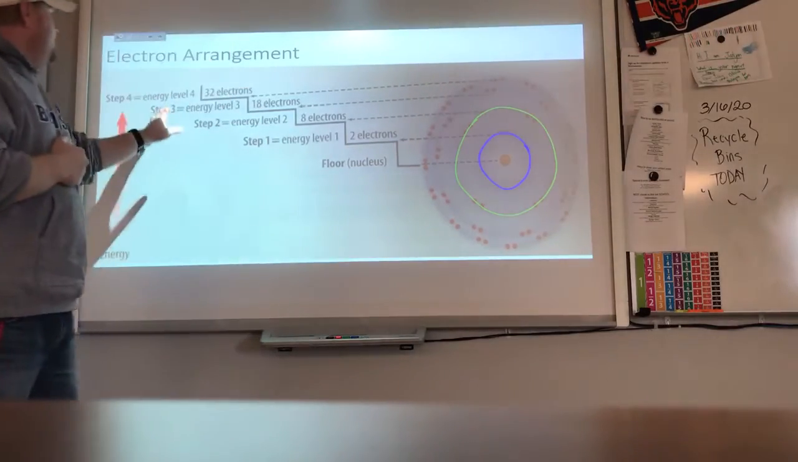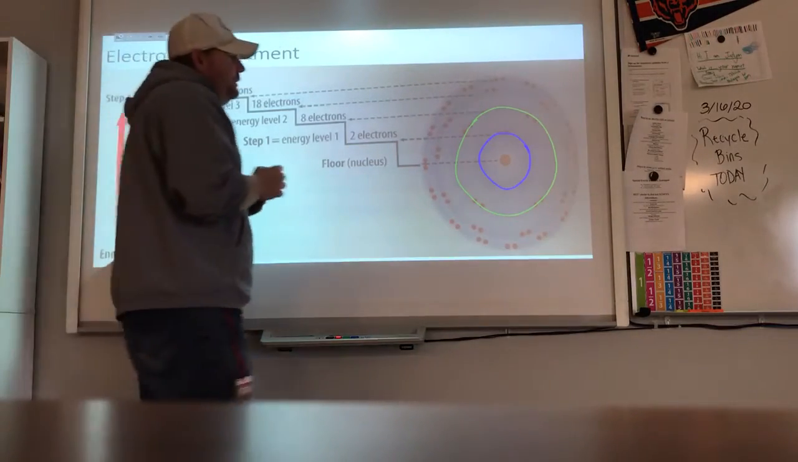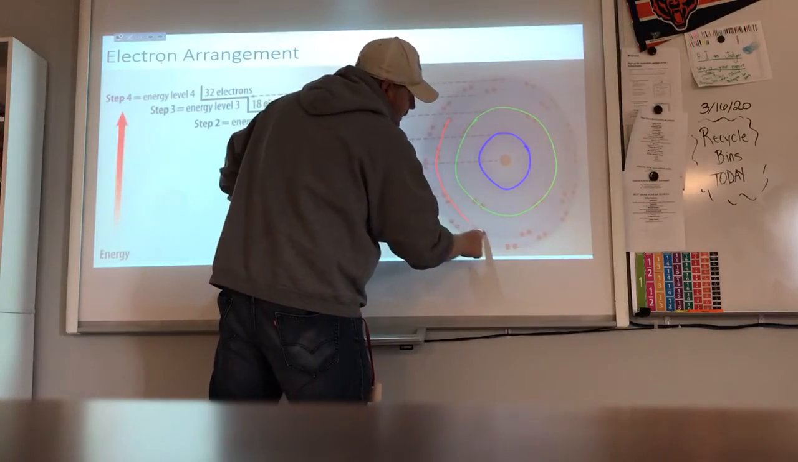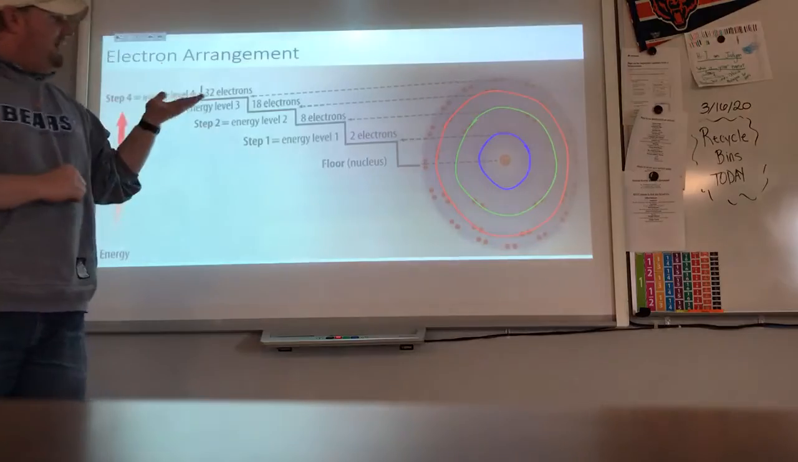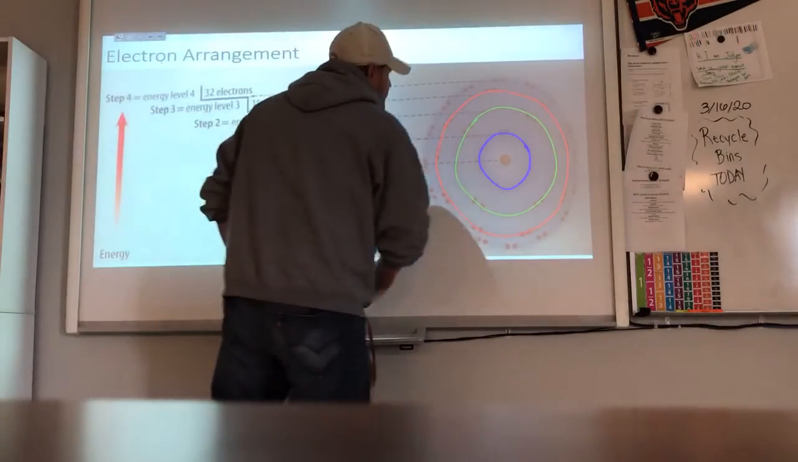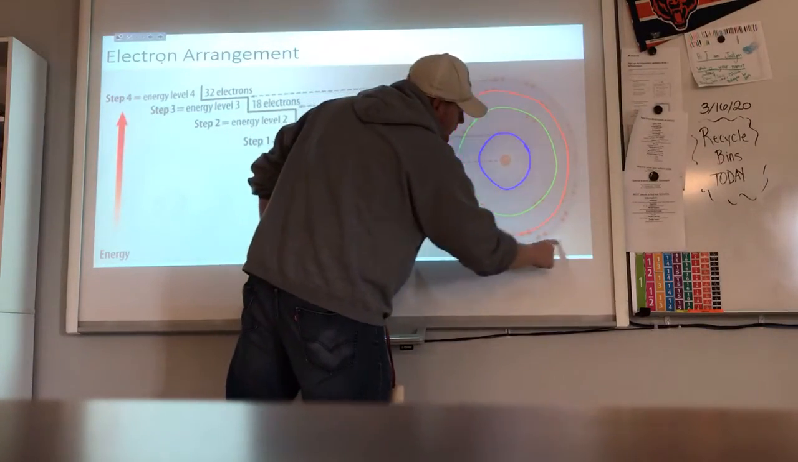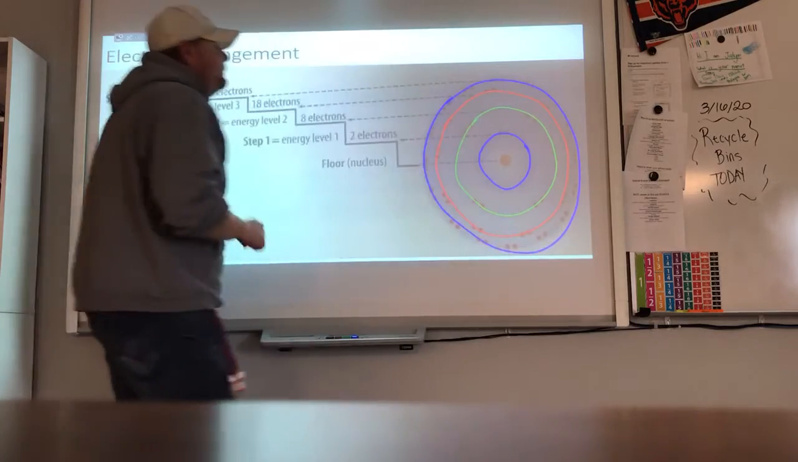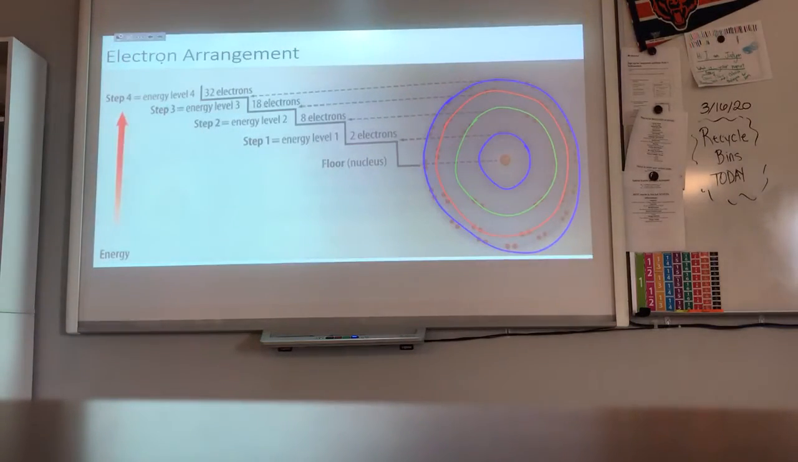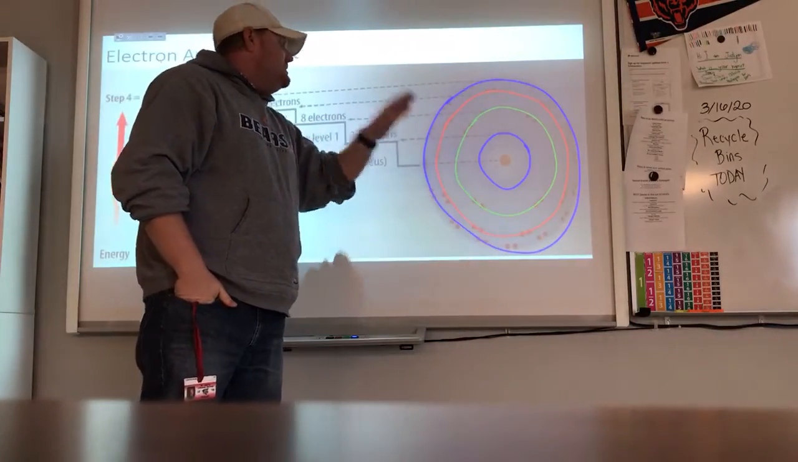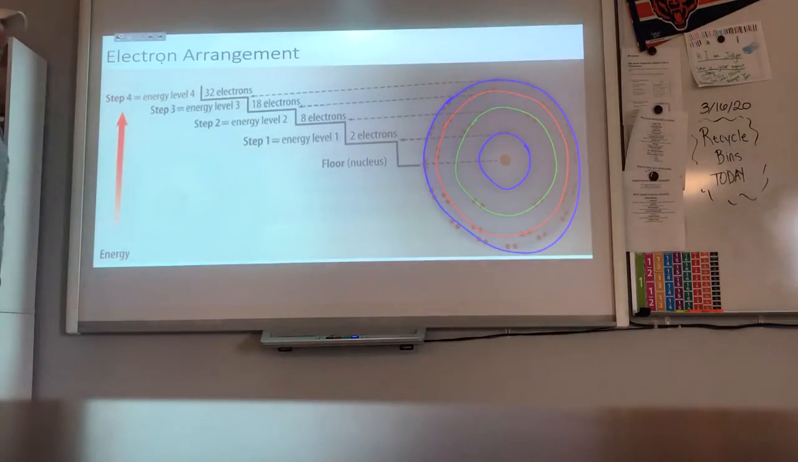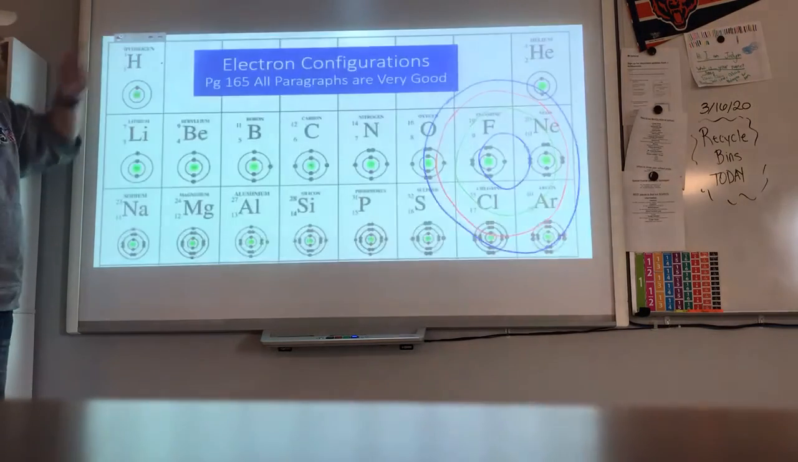Then, step 3, energy level 3, we see right here, and it can go up to 18, as you see, and then that outermost level, we're going to go back to blue, is right here. We really will only be focusing on ones that go to level 1, level 2, and a few that go to level 3, the very earliest ones. We're going to look at that electron arrangement and why that's important.